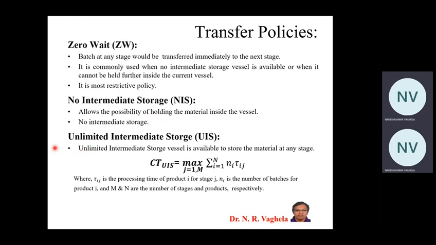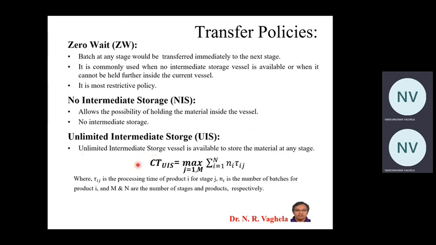Third one is the unlimited intermediate storage, UIS. The name itself suggests that unlimited intermediate storage vessels are available at any stage for any product. So this is called the UIS, unlimited intermediate storage.